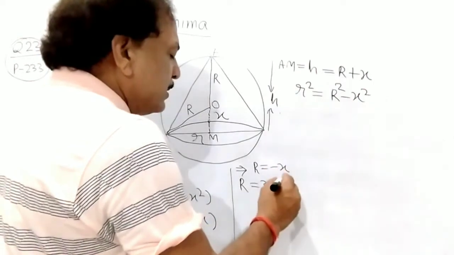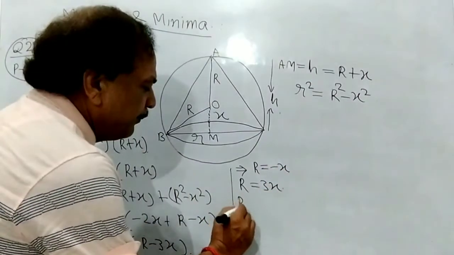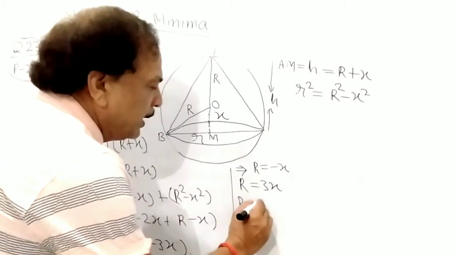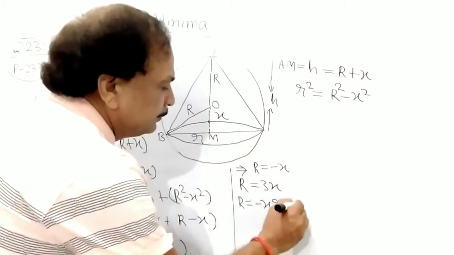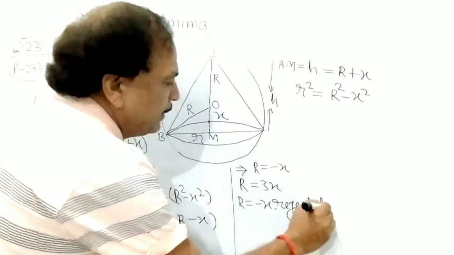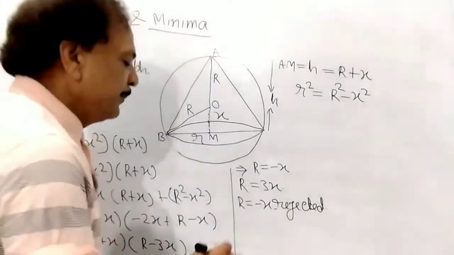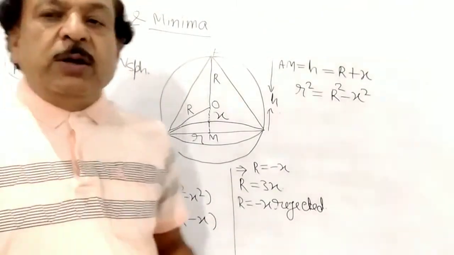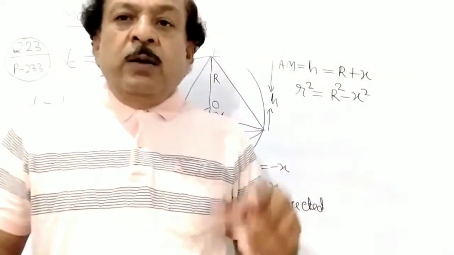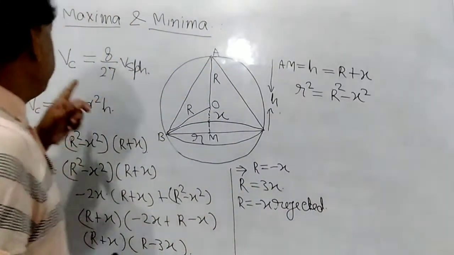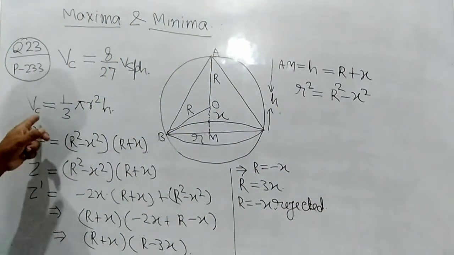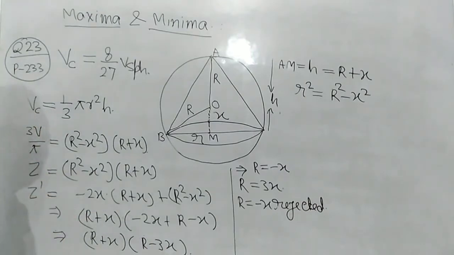The r equal to minus x, this will be rejected. R equal to minus x, rejected. This will be rejected, so that we get R equal to 3x. At R equal to 3x, the volume of the cone will be maximum. Volume of the cone will be maximum at R equal to 3x. So now if R equal to 3x, now find the double derivative of this.